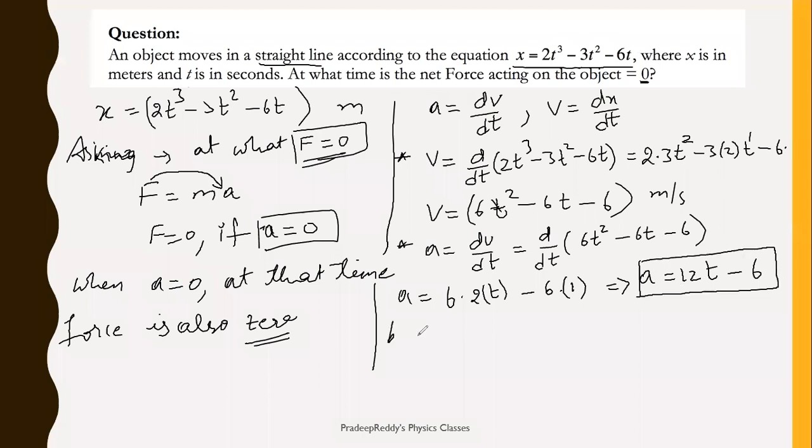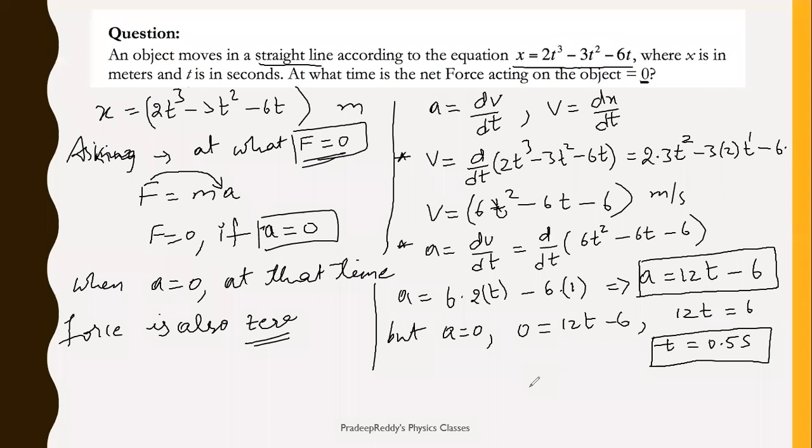But what is given to you in the problem? a is equal to 0. So that means 0 is equal to 12t minus 6. This gives you 12t is equal to 6. So t will be equal to 6 by 12. It is 1 by 2, which is equal to 0.5 second. Right? Therefore, at time 0.5 second, force on body is 0. Force on the body will be equal to 0 at 0.5 seconds.